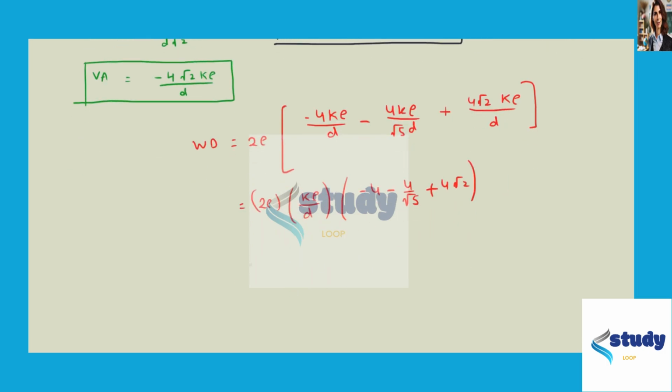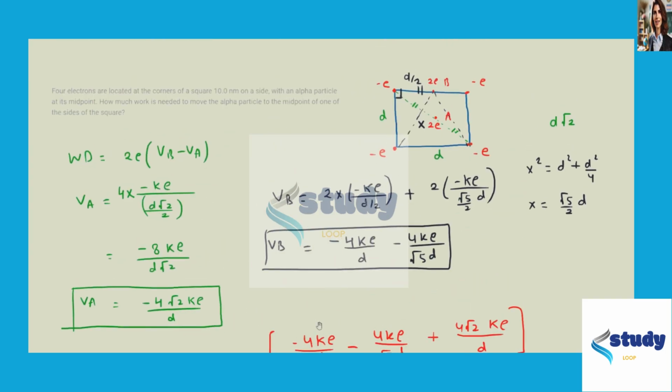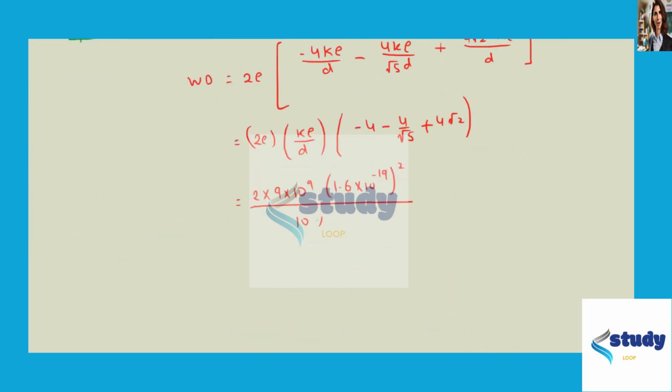So this is going to become 2 times k, which is 9 times 10 raised to 9, times e, which is 1.6 times 10 raised to minus 19, whole squared, over the distance d. Distance d is given as 10 nanometers. Nano is 10 raised to minus 9 meters, so that's 10 times 10 raised to minus 9 meters, and this term just remains as it is, which we are going to find from the calculator. So that's 9 times 2 is 18 times 10 raised to 9 minus 19 is minus 10 plus 9, minus 8, 17. This is 1.6 squared times 10 raised to minus 38. And over here we have minus 4 over root 5 plus 4 root 2.